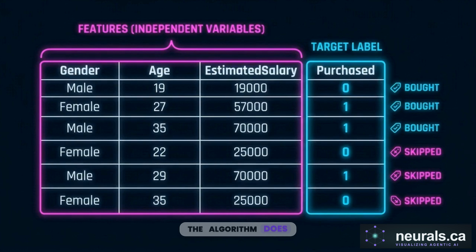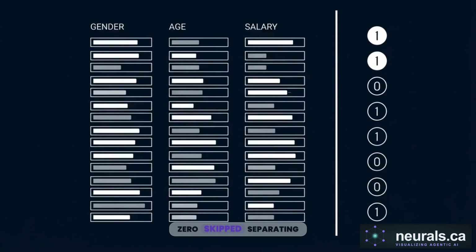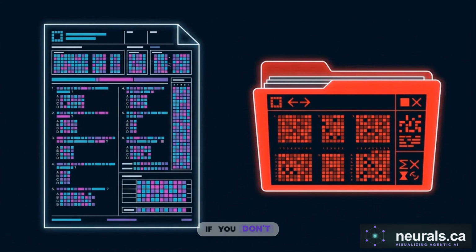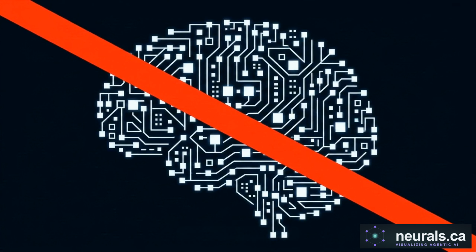Before the algorithm does anything, we divide this data. First, we isolate the independent variables, our features, the customer's gender, age, and estimated salary. Then we define the target label we want to predict, the purchased column. 1 means bought, 0 skipped. Separating the descriptive features from the target outcome is mandatory. If you don't physically separate the answers from the test questions, the algorithm can't begin its hunt for the hidden correlations between them.